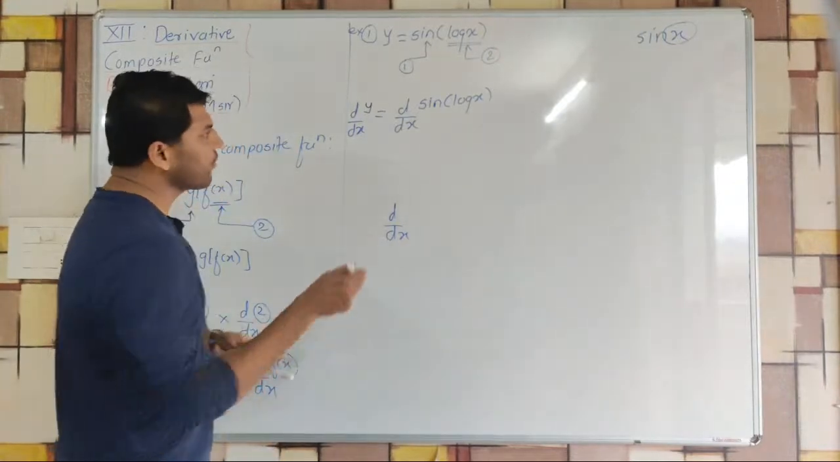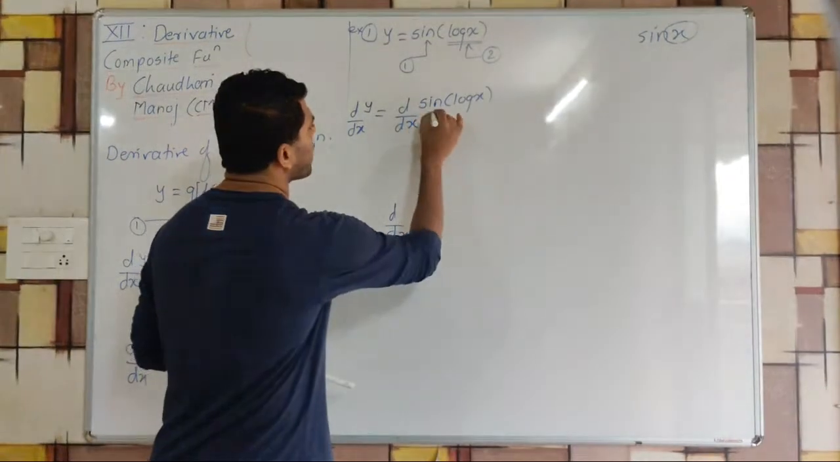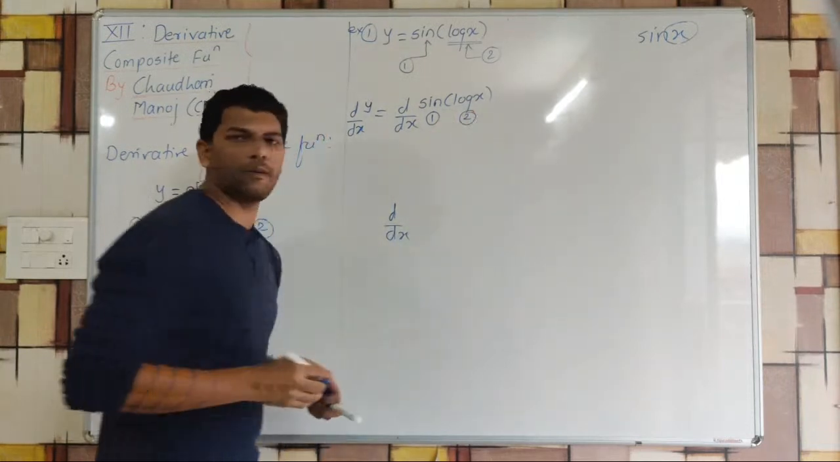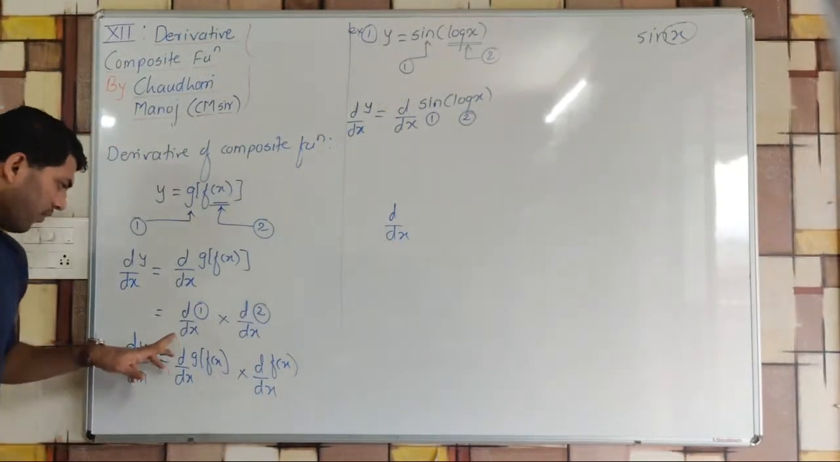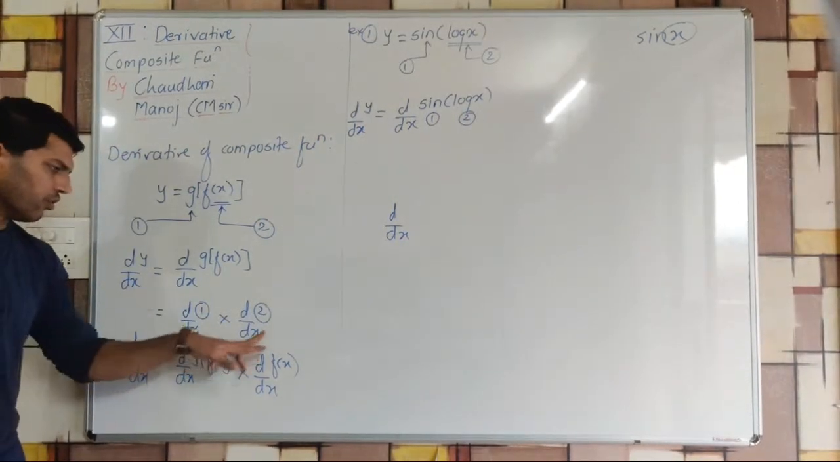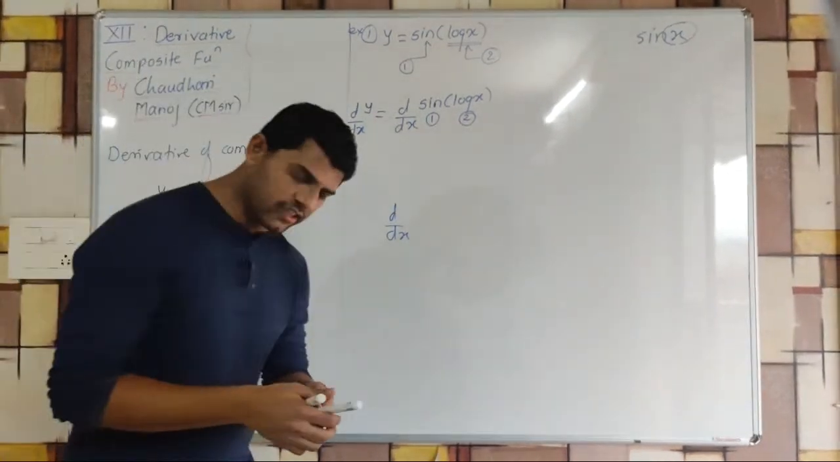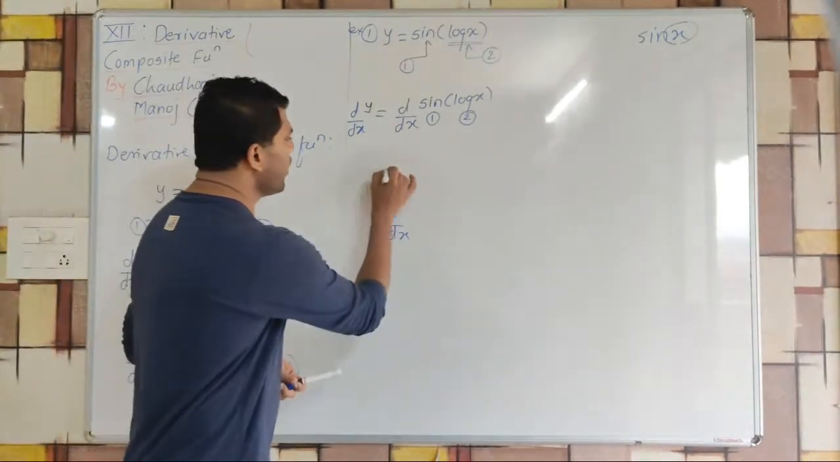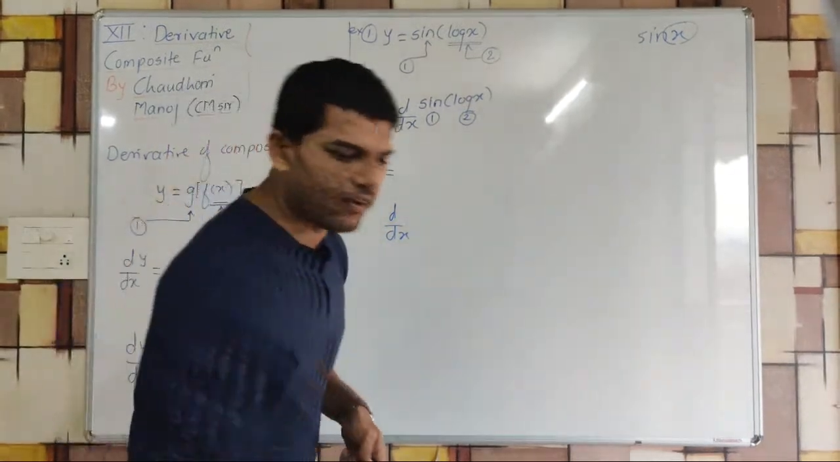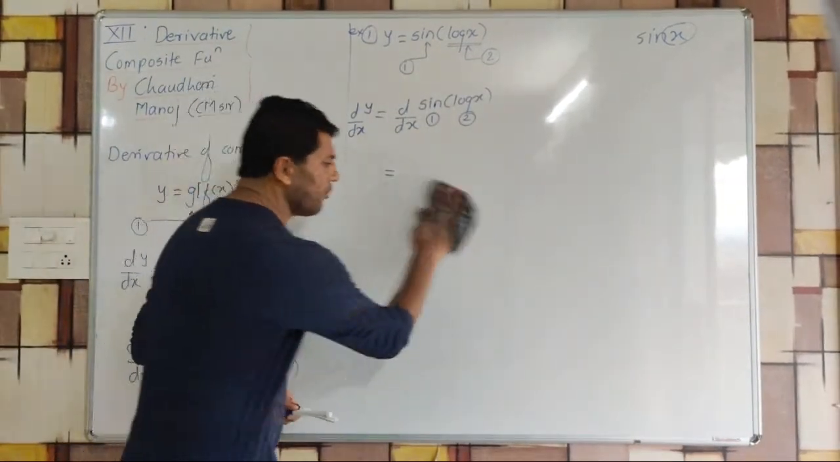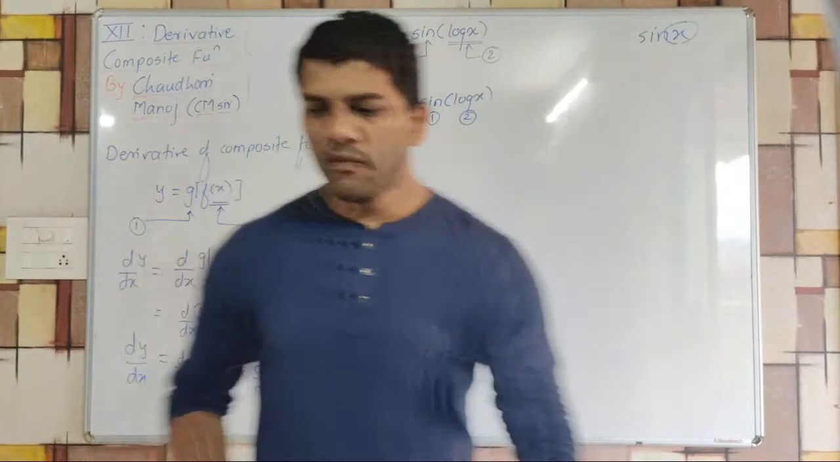If you observe, here sine is the first part and log x is the second part. The way of finding the derivative is derivative of first into derivative of second. This is the way that you have to differentiate. So derivative of first into derivative of second. Let me take the differentiation of this.